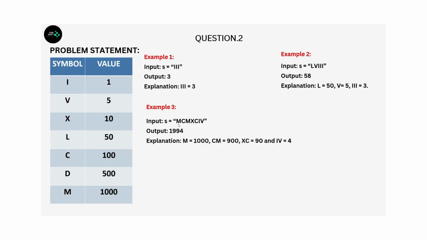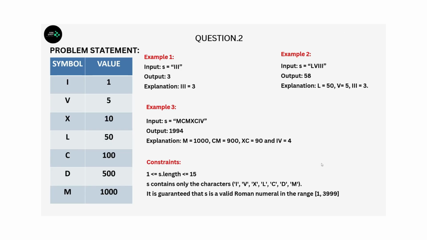Now if I am going for this MCMXCIV, which represents 1994, because M represents 1000 whereas your CM represents your 900, because we understood that M represents 1000 and C represents 100. 1000 minus 100 makes it 900. XC, where C represents 100 and X represents 10. So 100 minus 10 makes it 90. And of course IV represents 4. When I am going to add all of them, 1000 plus 900 plus 90 plus 4, we are going to get this output, that is your 1994.